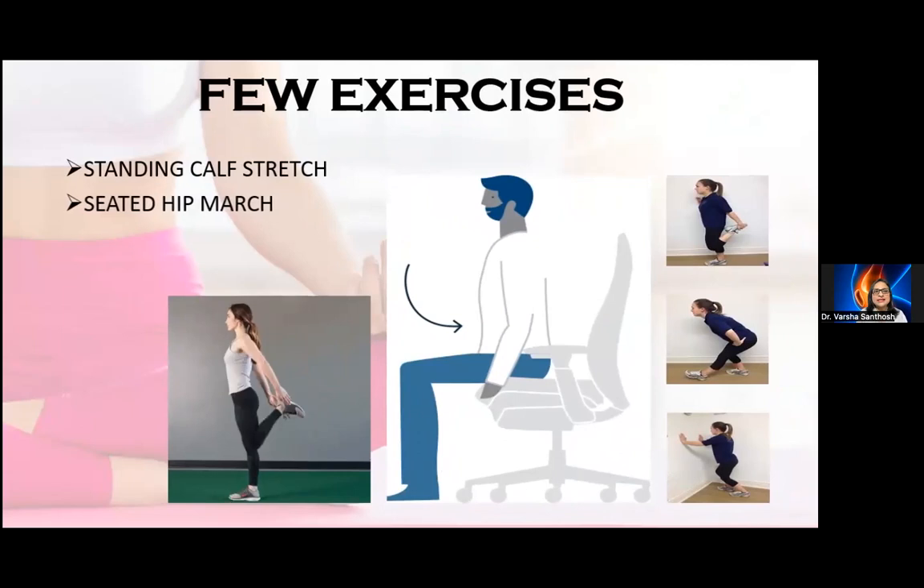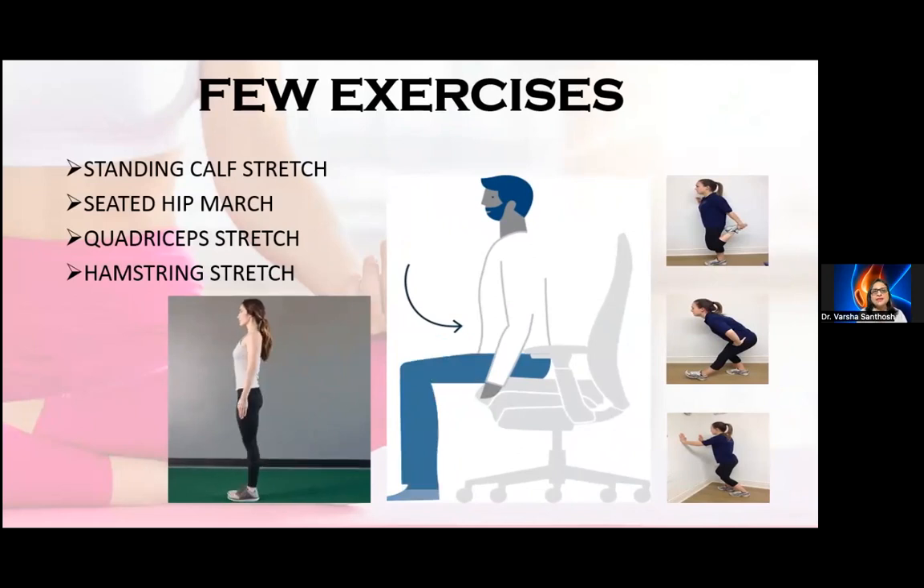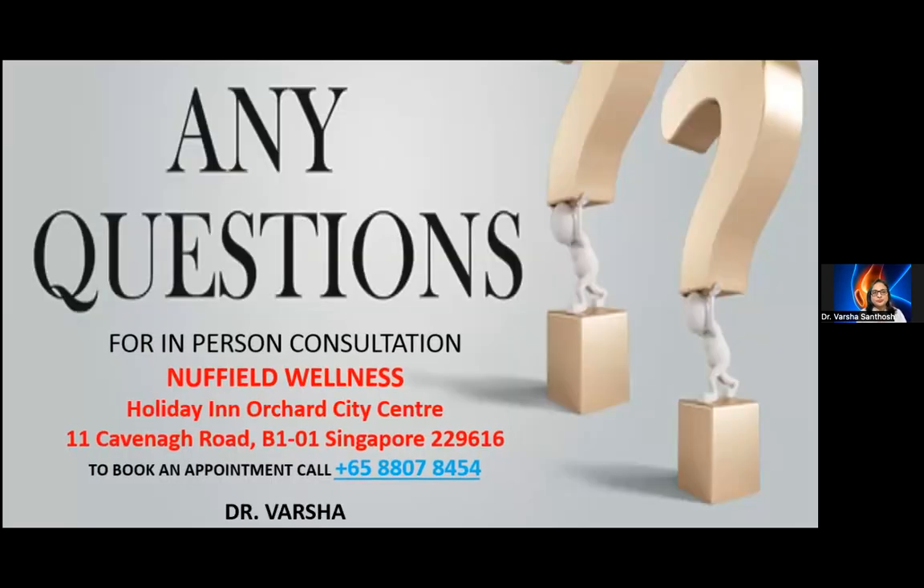Some of the exercises, like you can do some calf stretching, quad stretch, hamstring stretch. Or this seated hip march, just sit erect and then march. It's a very good exercise to build the knee muscle strength. Let's go ahead.